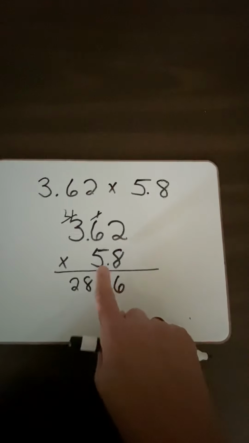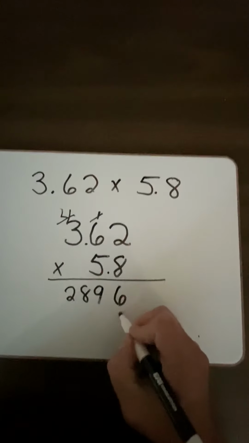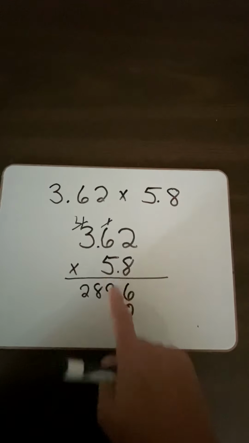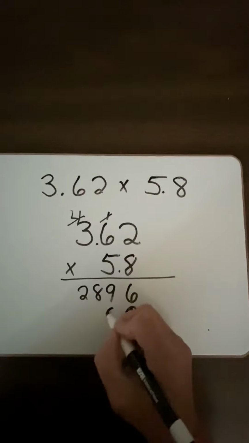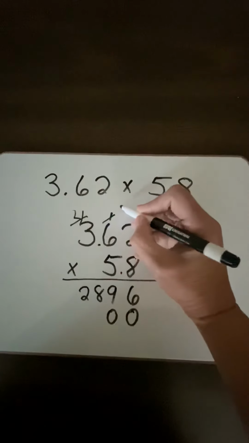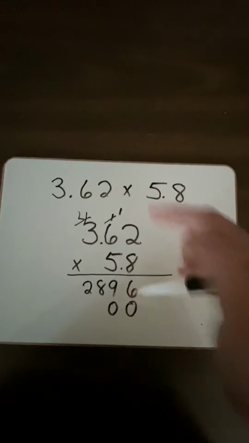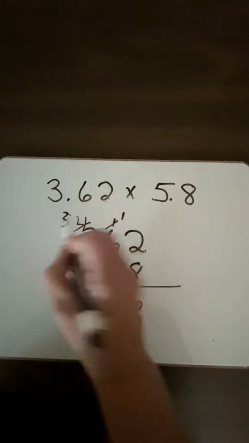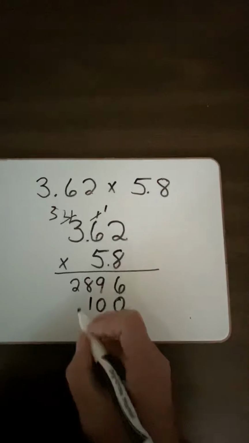Now we have to multiply through by the 5. So then we're going to put our placeholder underneath the 6. So we're going to start our answer underneath the 5. 5 times 2 is 10. We put our 0 down and we carry our 1. 5 times 6 is 30, plus 1 is 31. Put our 1 and carry our 3. 5 times 3 is 15, plus 3 is 18.